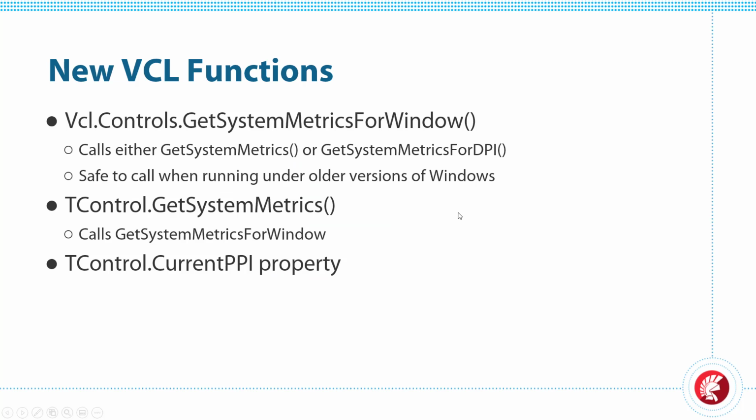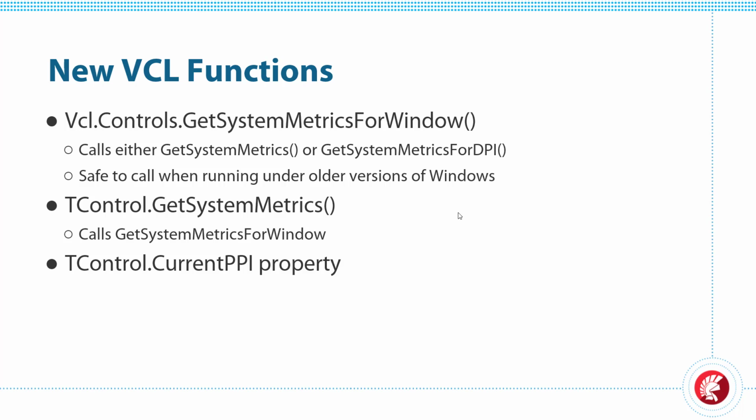So to handle the last bit of our dynamic control creation, we have to look at some API functions that are available in the component framework to help us with that. And it all goes down to the Windows API function, GetSystemMetricsForDpi. The problem with that is that's only available on recent versions of Windows 10, and so you'd have to check for it and all of that. Well, Embarcadero made that all that easier by adding a new function inside of the VCL controls unit called GetSystemMetricsForWindow.